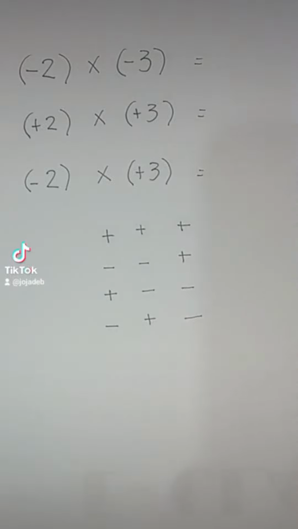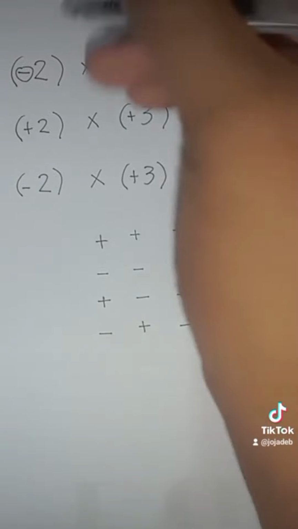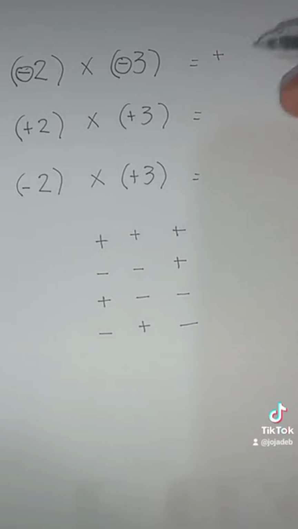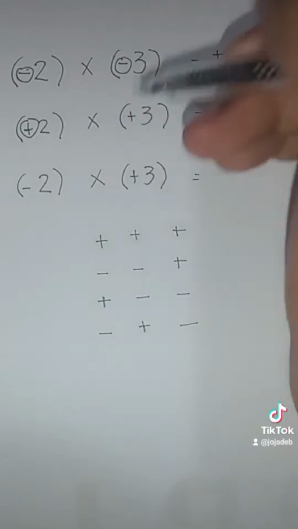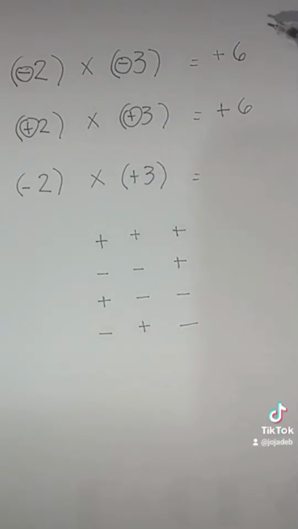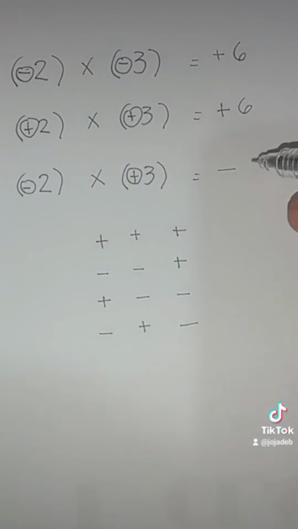For example, what is negative 2 times negative 3? This is negative, so the answer should be positive. 2 times 3 is 6, so the answer is positive 6. How about this one? Positive 2 times positive 3. This is positive, so the answer is positive 6. And the last one is negative 2 times positive 3. So negative and positive is negative. So the answer should be negative 6.